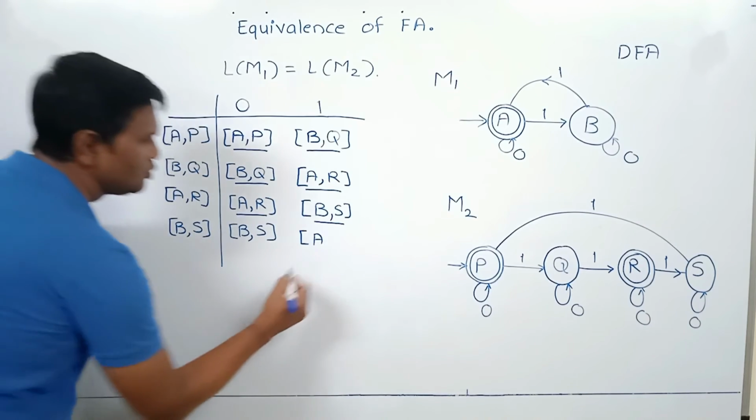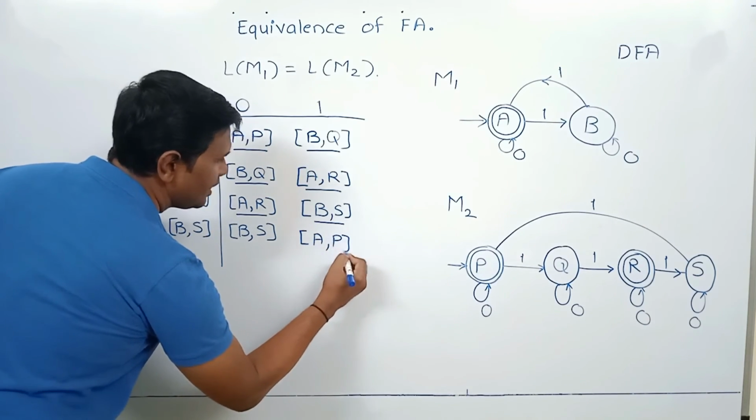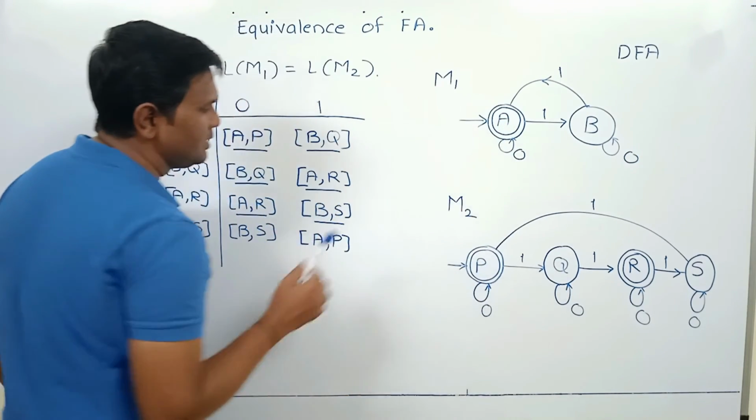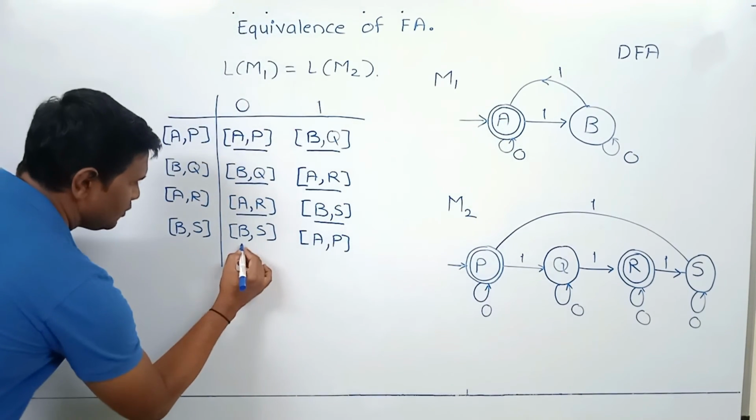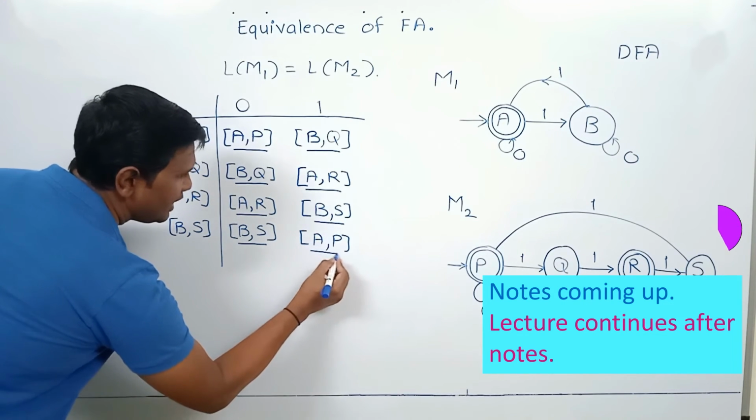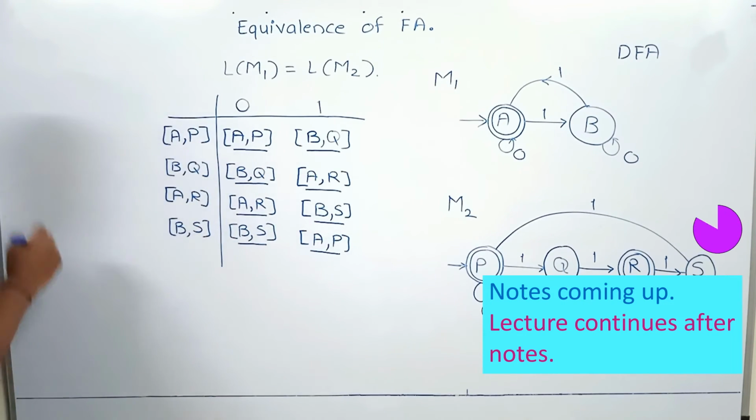S on 1 goes to P. A comma P. A is final, P is also final. Now consider entry BS, it is already over here. Entry AP, it is already over here.